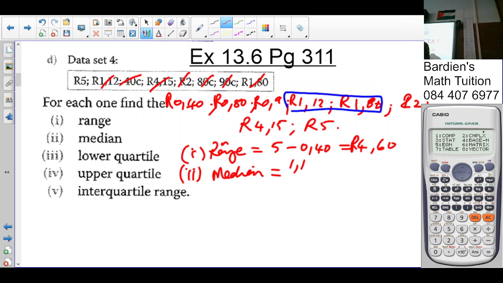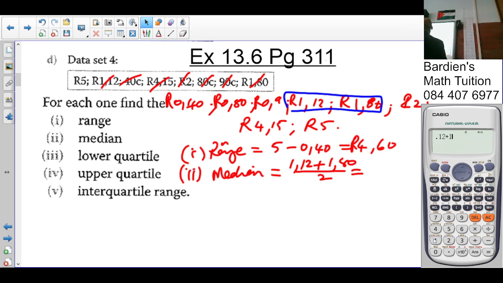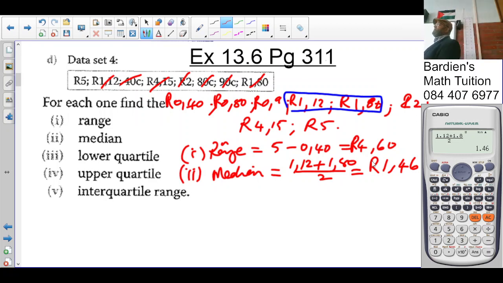So what do I say? 1,12 plus 1,80 divided by 2 gives you 1,46. Okay, you understand? Just remember, if it's an even amount of numbers, you add them together and divide by 2. Okay. Number 3 is the lower quartile.